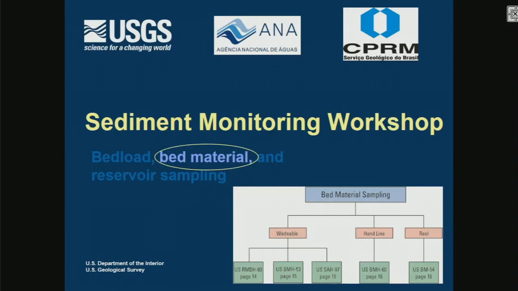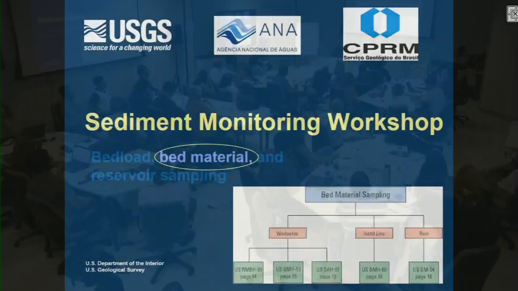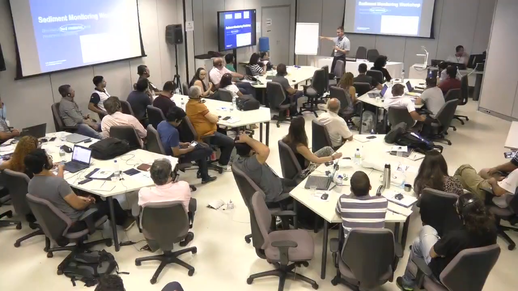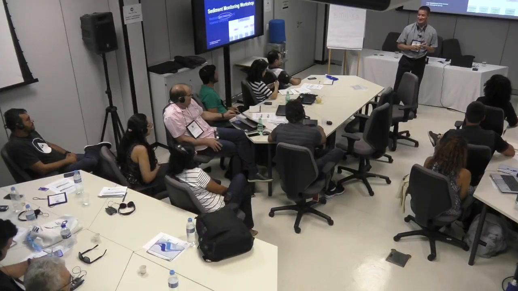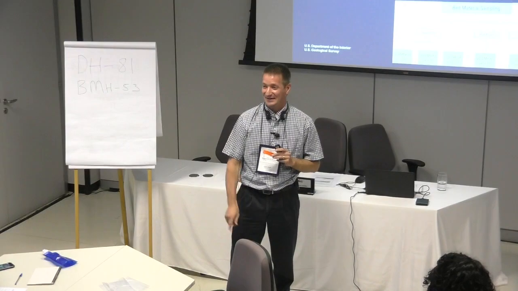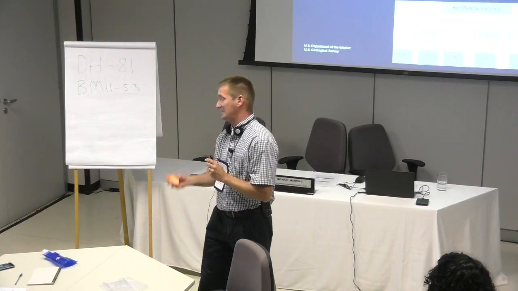All right, so now moving on to bed material. All right, got an easy quiz. The first sampler I'm going to talk about is, for another prize keychain, anybody guess what the BM H53? Say it again. 1950. There you go.